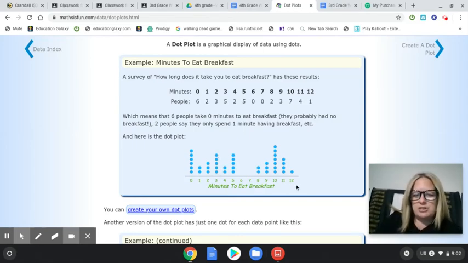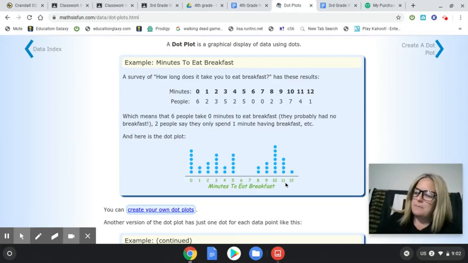So if I were to ask you a question, let's see, how many people took 11 minutes to eat breakfast? What would your answer be? I'm going to let you figure it out. Okay, so right here we have 11 minutes, and then we have 4 dots, and the 4 dots represent people. And so 4 people took 11 minutes.